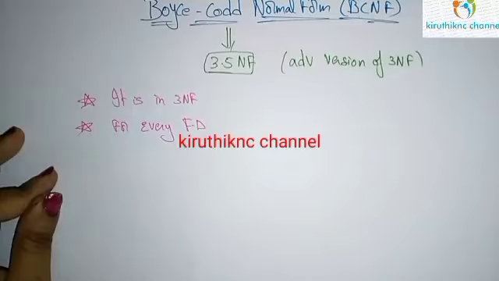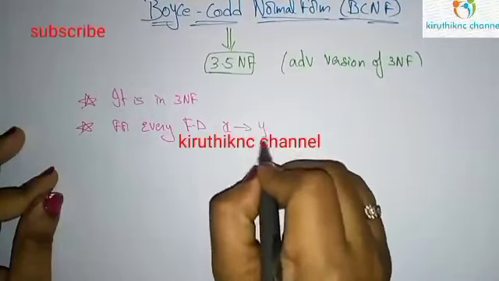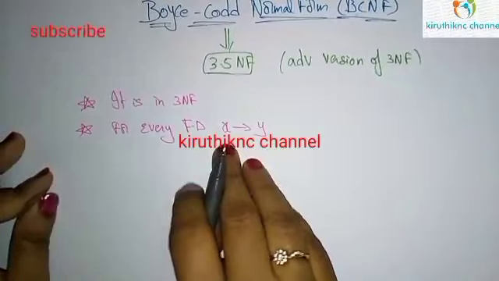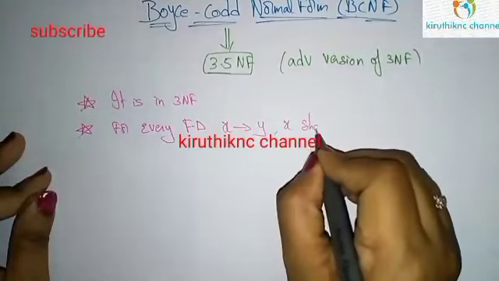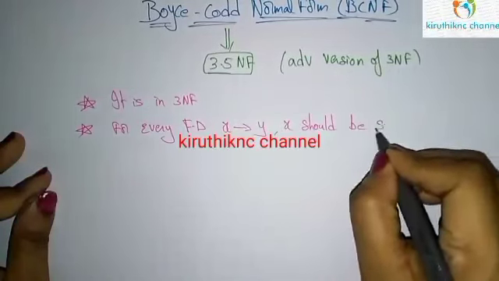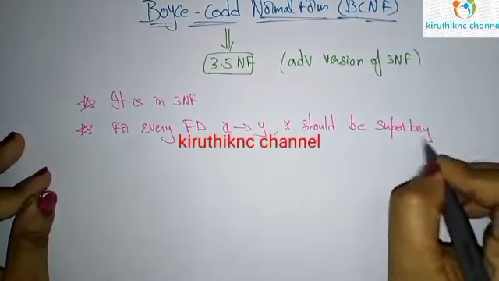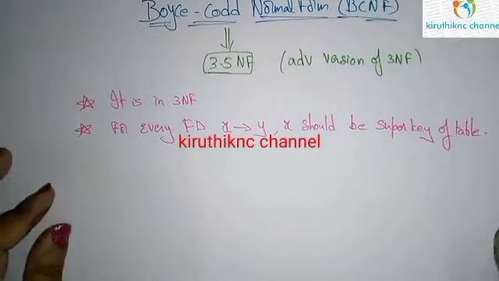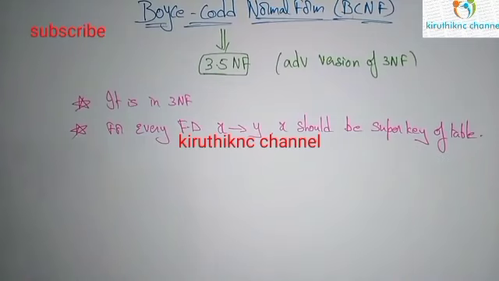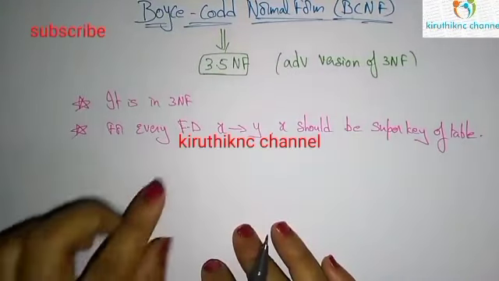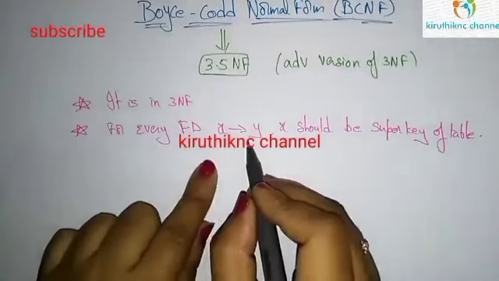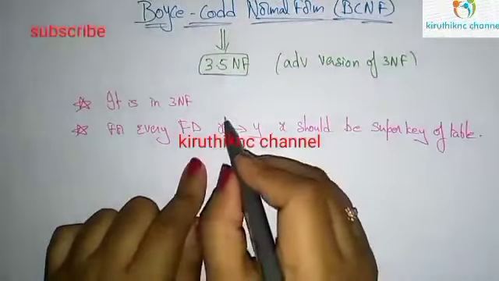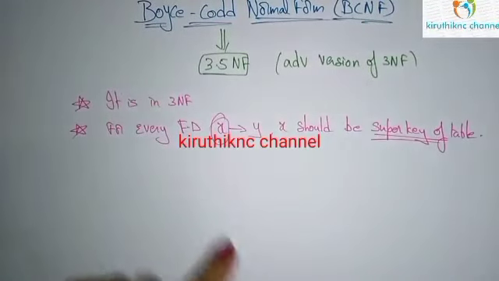functional dependency, that is X determines Y, meaning Y is functionally dependent on X, here X should be a super key of the table. So this is the main point you have to remember. Whereas in 3NF there is no transitive dependency, in BCNF, for every functional dependency X determines Y, X should be a super key of the table. So you have to check whether the key attribute is a super key or not.